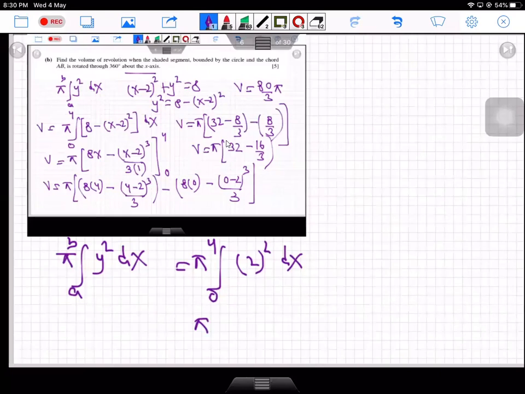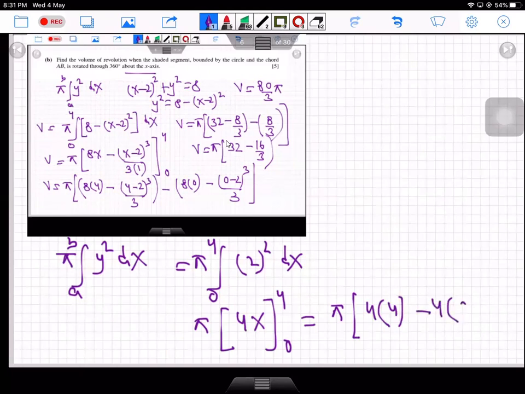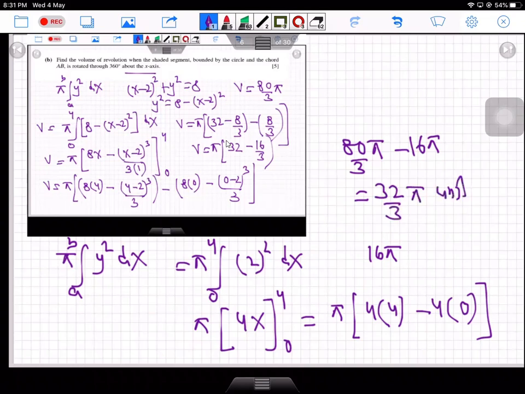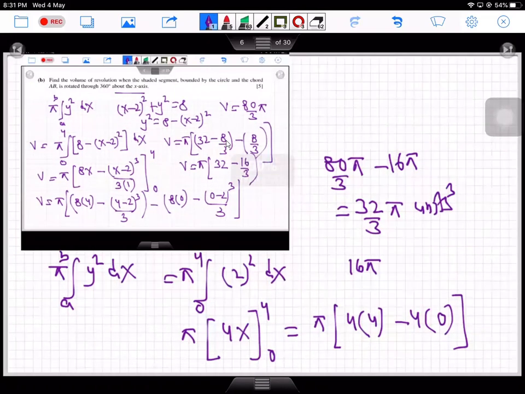So pi multiplied by, 2 squared is 4, when integrated with respect to x, it will give you 4x, upper limit 4 and lower limit 0. So pi multiplied by 4 times 4 and then minus 4 times 0. So this is 16 pi. So your final answer is 80 over 3 multiplied by pi minus 16 pi. So 80 over 3, take away 16, this is 32 over 3. So 32 over 3 pi units cube is your final answer. This was question number 8.